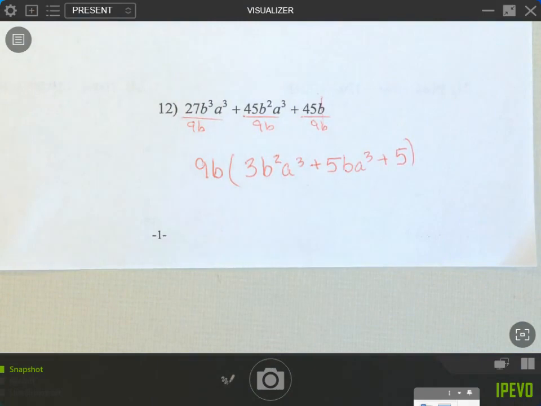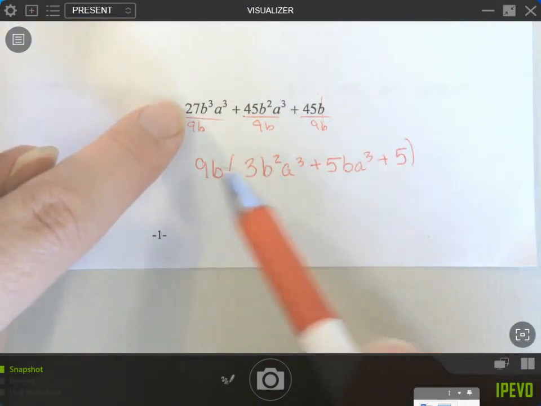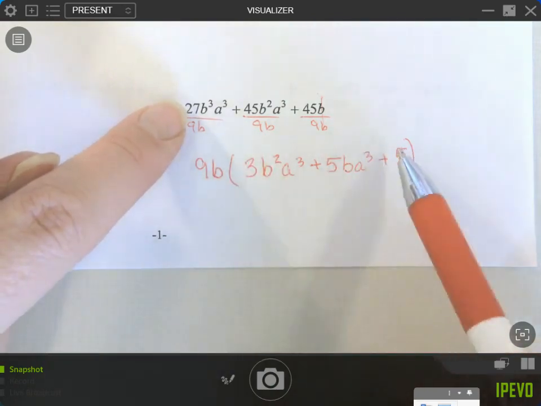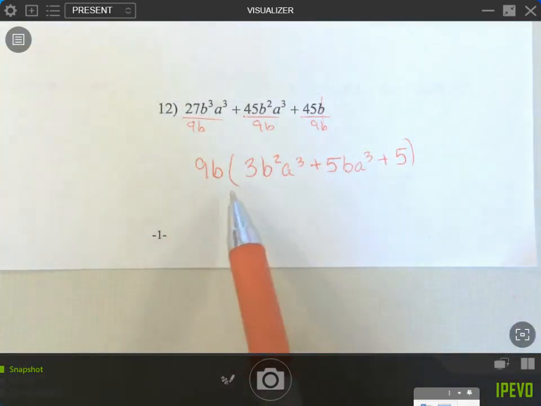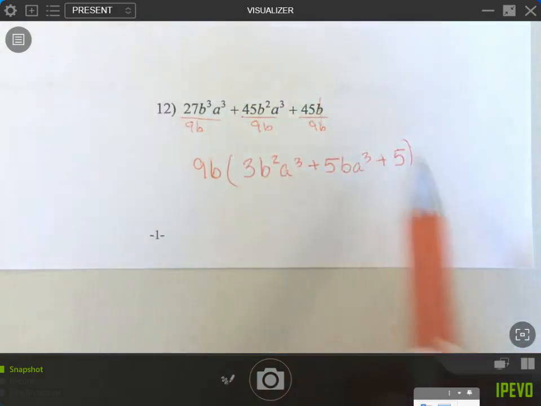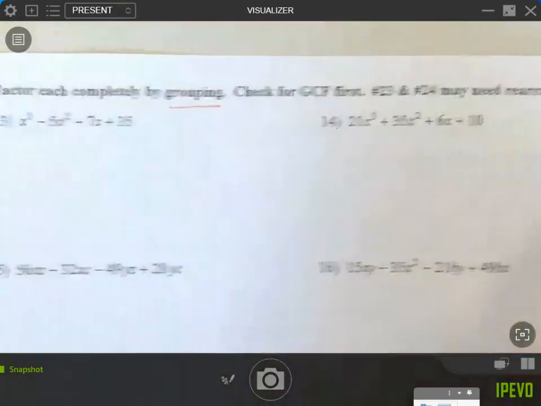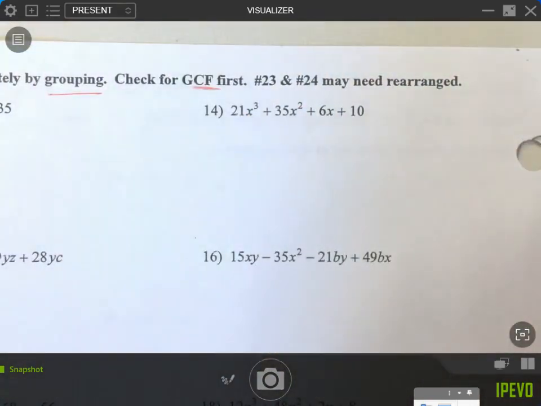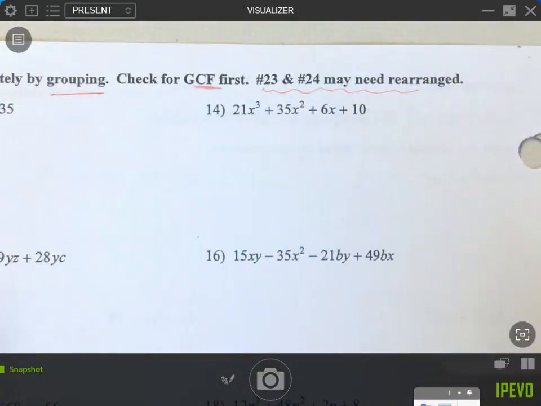This is a reverse of distribution. If I remultiply, I get back my 27, B the third, A the third, my 45, and my other 45. All right, so front will look like this. Don't get rid of the GCF. Don't just write the GCF. What did you take out? What's left? That's factoring. All right, if you flip it over, factor completely by grouping. Check for the GCF first. And I have a note that these 2 problems might need rearranged.